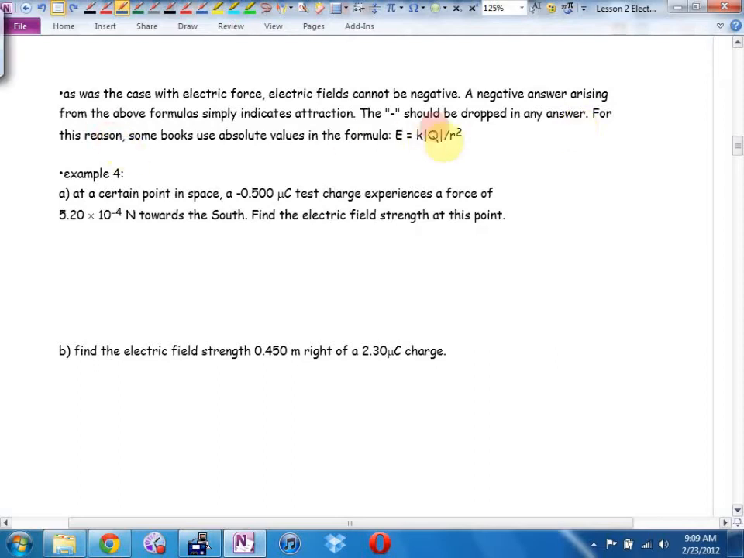For this reason, some books will actually put the Q in absolute values.